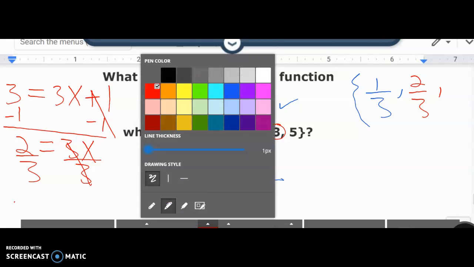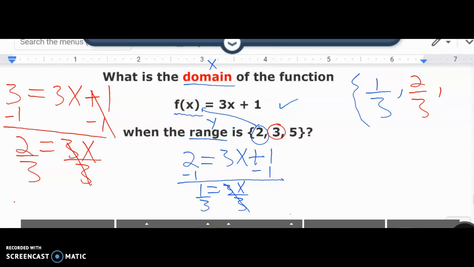For this last answer, I will be using green. Okay? So now, for the last time, I will be using the same equation. So 3x plus 1, and then where the y goes, or the f of x, I will plug in the last value, which is 5.